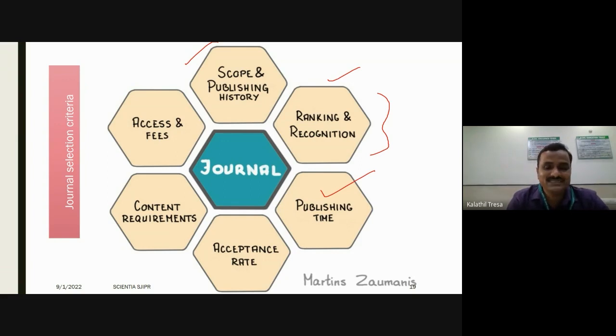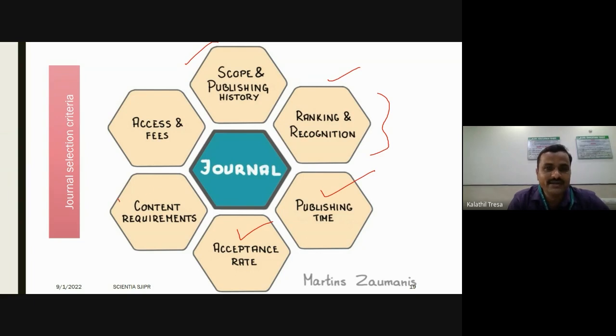Now the journals from well-known publishers, that is Elsevier, Taylor and Francis, give their publishing time on the website of that journal, which is called the metrics of the journal. Then what is the acceptance rate of that journal, that also we have to consider. If 100 manuscripts are submitted to that journal for publication, how many are accepted, how many are rejected. So we also have to consider the acceptance rate of that journal.